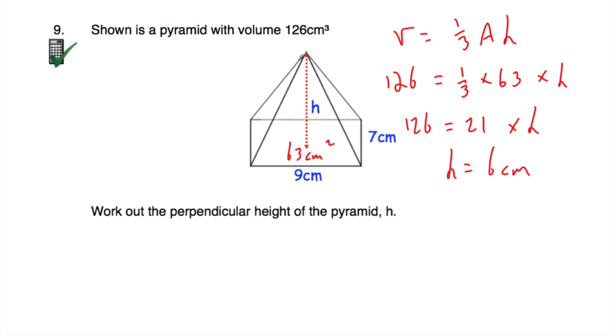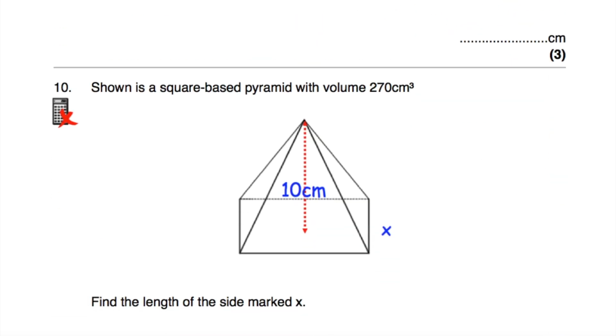So in this question, what we did was we were given the volume. So we substitute that into the formula. The volume is equal to a third the area of the base, which is 63, times the height. And then we just worked it out, and we found the height of the pyramid was 6 centimeters. Okay, let's look at our next question, question number 10.